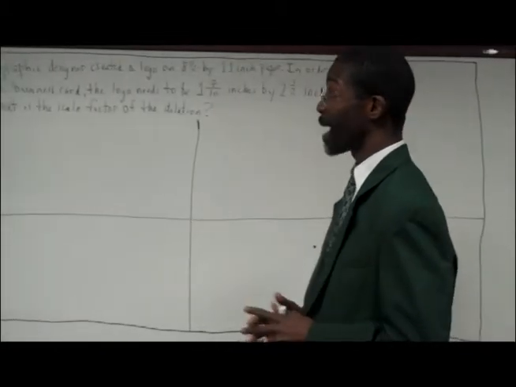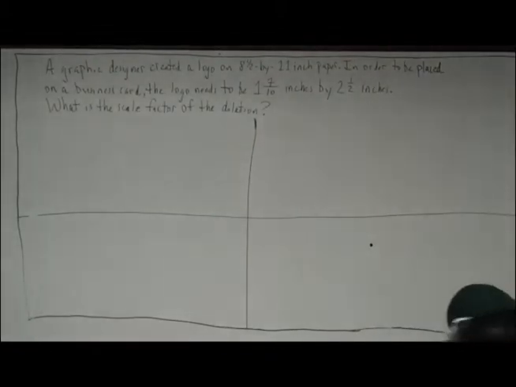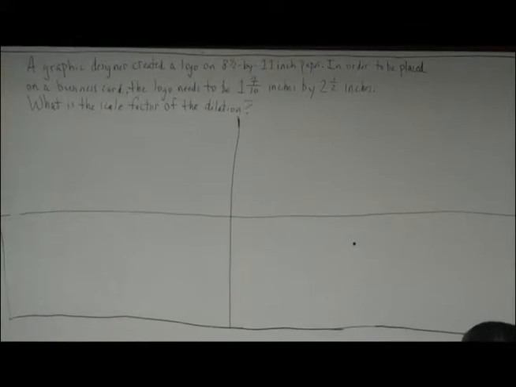We're focusing on math transformations. I have a problem on the board. Begin by reading that to you. A graphic designer created a logo on 8.5 by 11-inch paper. In order to be placed on a business card, the logo needs to be 1 7/10 inch by 2.5 inches. The question is, what is the scale factor of the dilation?